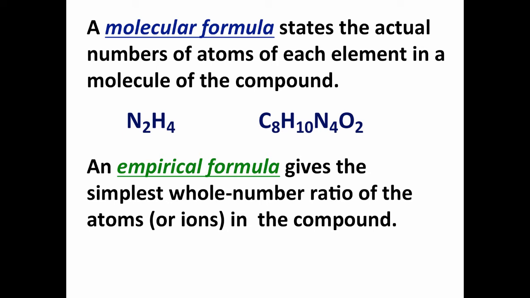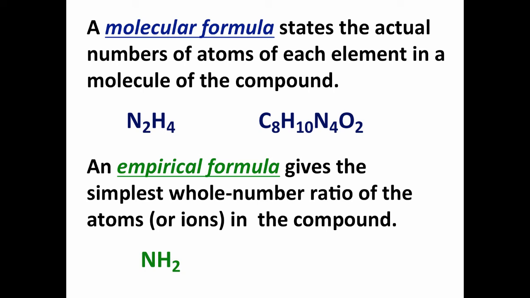For example, if we look at hydrazine, its empirical formula would be NH2, and we get this by noting that for hydrazine, N2H4, the actual numbers of atoms of nitrogen and hydrogen are both divisible by 2, and so we could reduce the 2 to 4 ratio to simpler terms of 1 to 2, and then that's the empirical formula. It's just the simplest whole number ratio we can get for a given compound.